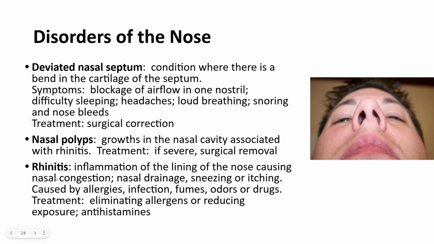And then our rhinitis is known as like a runny nose. This is inflammation of the lining of the nose, causing nasal congestion, drainage, sneezing, itching. It's usually caused by allergies, infections, fumes, odors, or drugs. Usually, eliminating any of those allergens or exposures is the best way to get rid of that rhinitis.